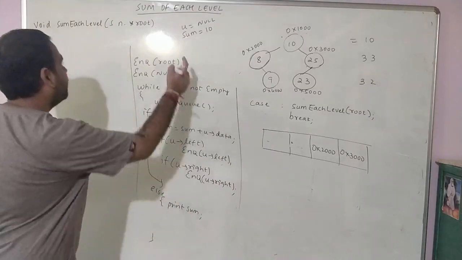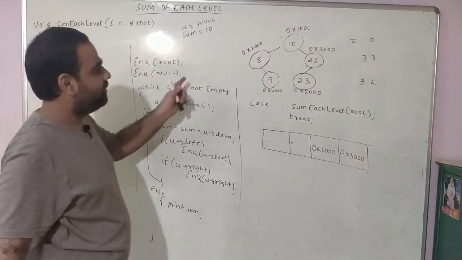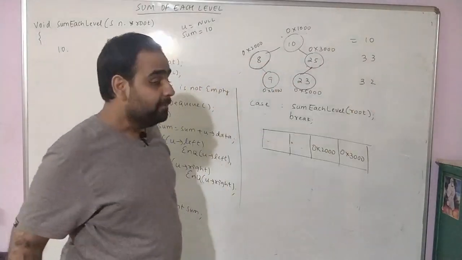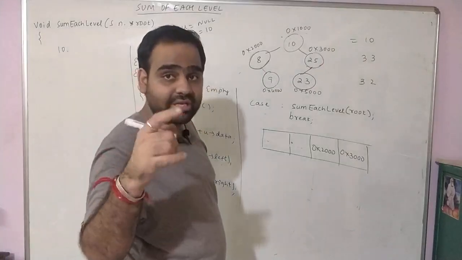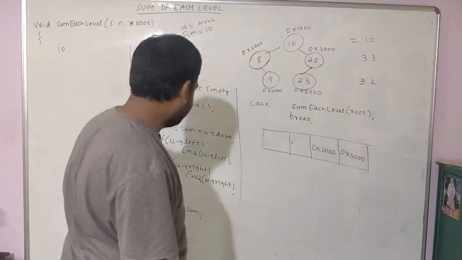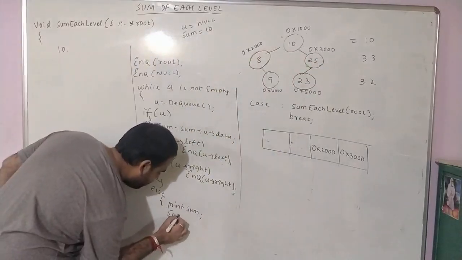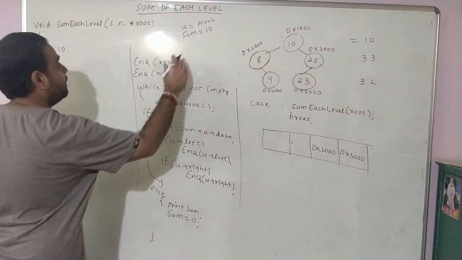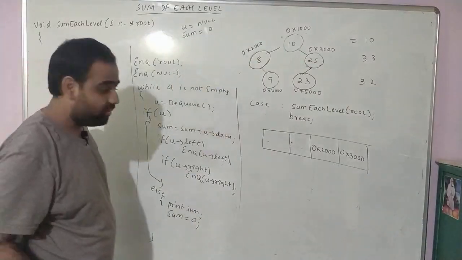Now, what is the value of sum? The value of sum is 10. The sum of level 0, which is 10, is printed. Now, for the next time, again sum should start from 0, right? You don't need 10 plus 8 plus 25. You need just 8 plus 25. Therefore, the value of sum has to be initialized back to 0. Now, the value of sum has become equal to 0.